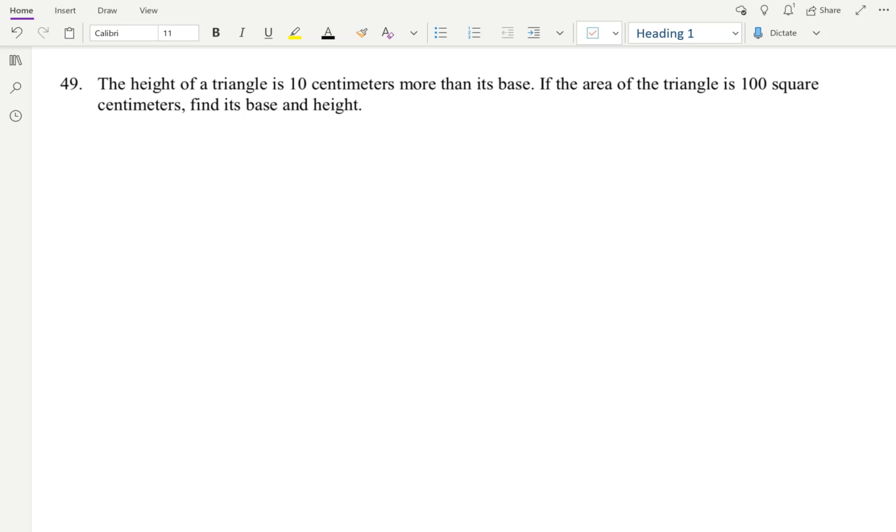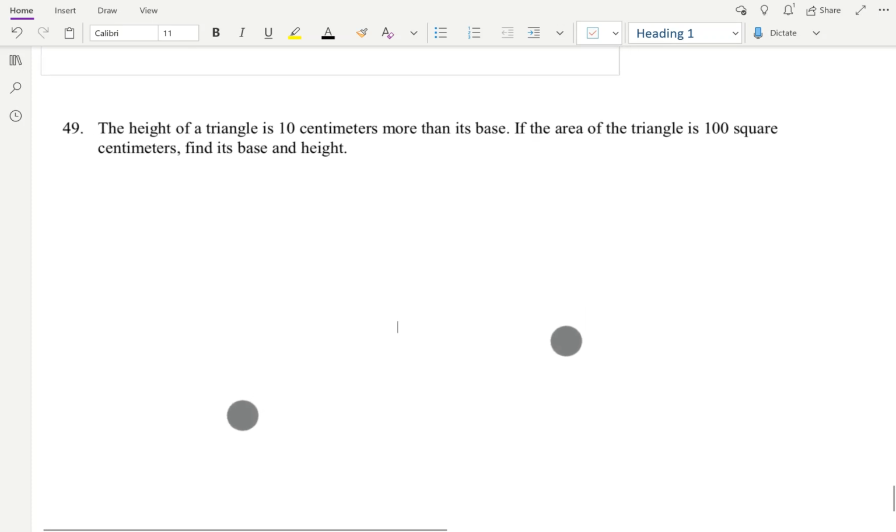Okay, here is number 49 from your Unit 1 practice test review. The question says the height of a triangle is 10 centimeters more than its base. If the area of the triangle is 100 square centimeters, find its base and height.